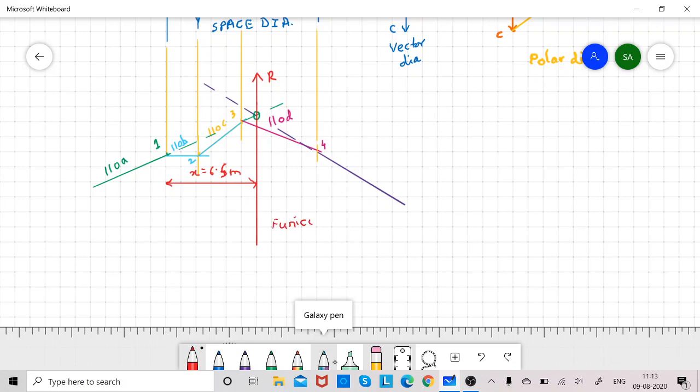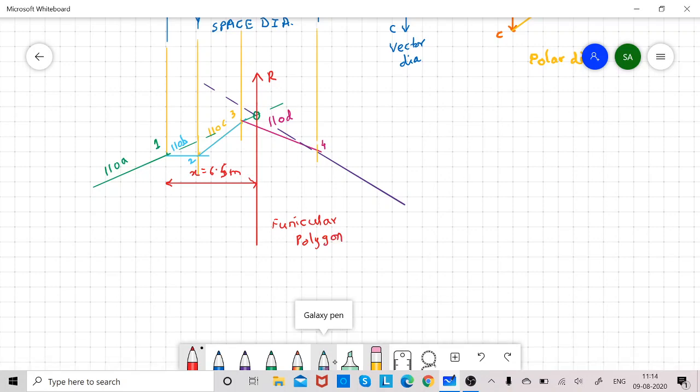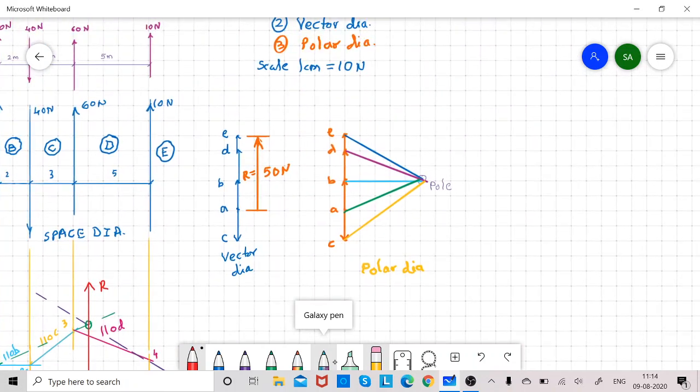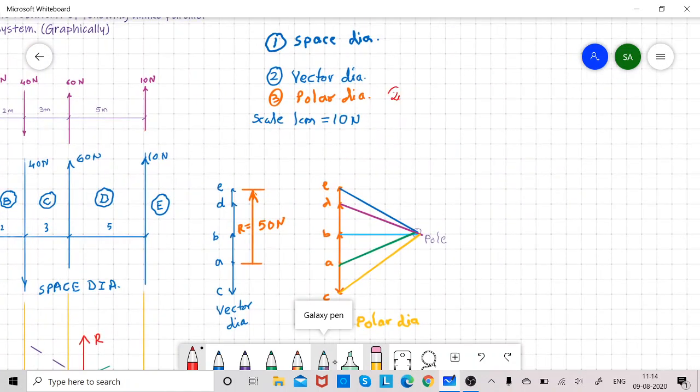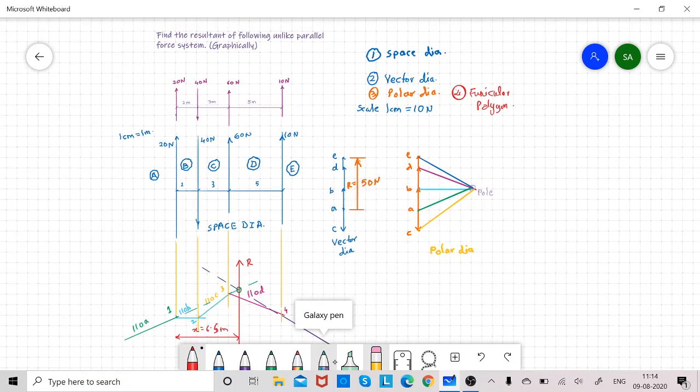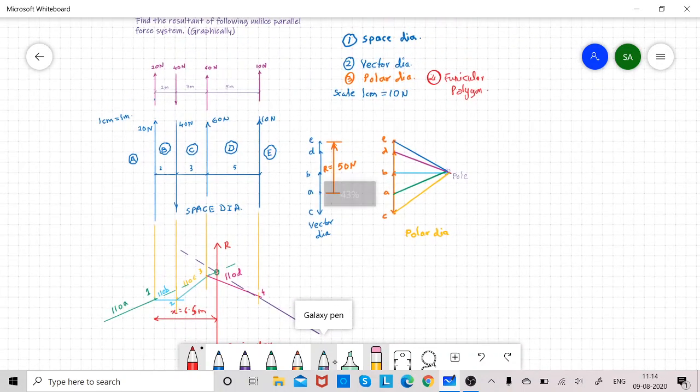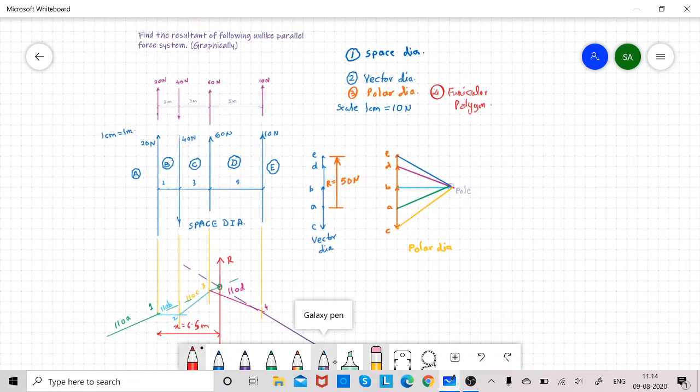So here the last step, the fourth step, was the funicular polygon. So in short, there are four steps to solve the problem of finding the resultant of non-concurrent forces. First the space diagram, then the vector diagram, then the polar diagram, and fourth is the funicular polygon.